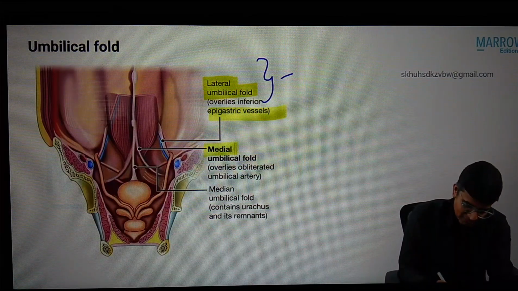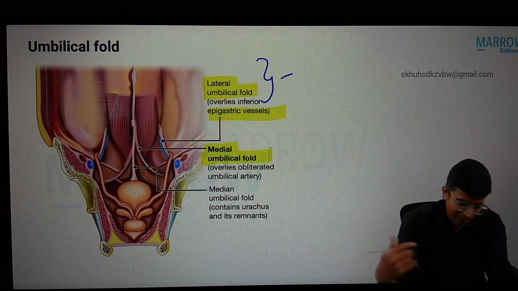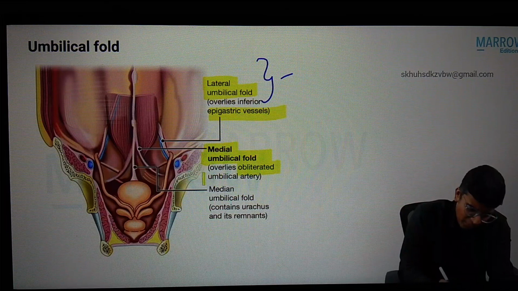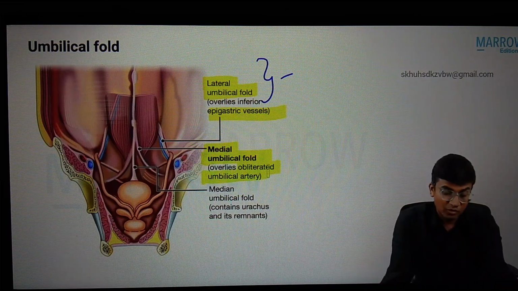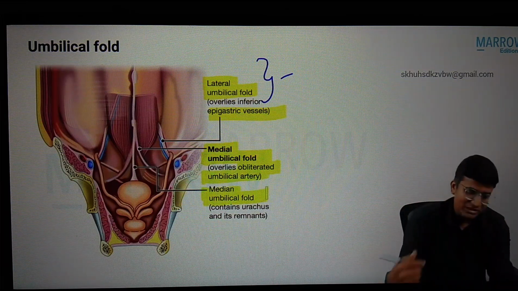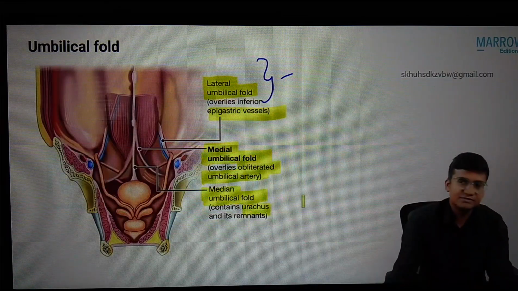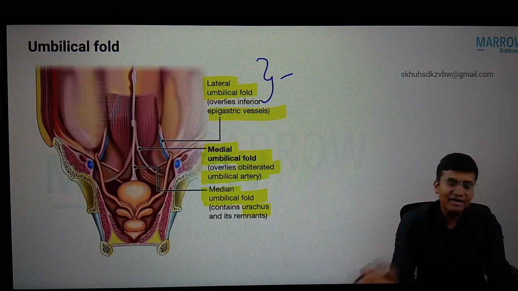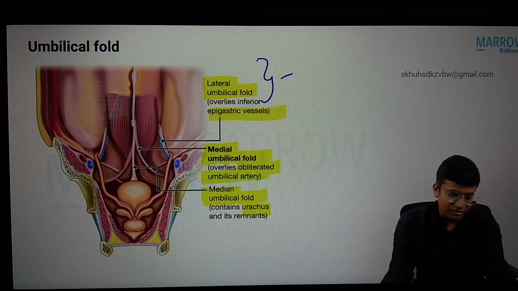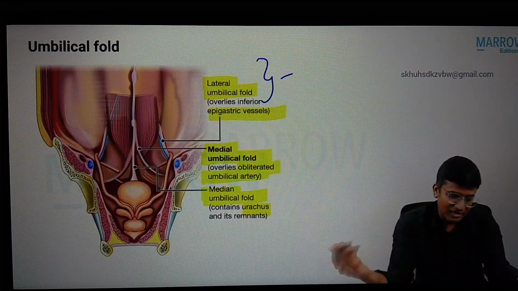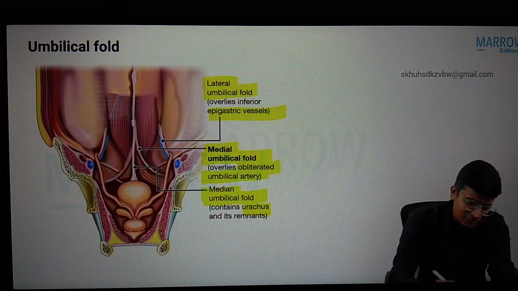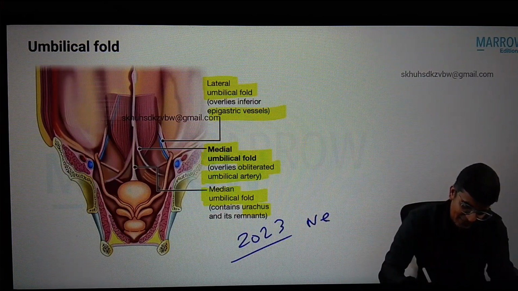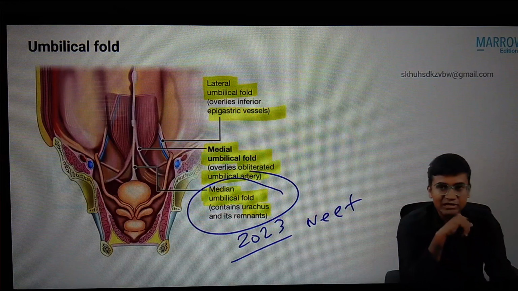Okay, next, medial umbilical fold. The medial umbilical fold contains obliterated umbilical artery. We also have median umbilical fold, which contains urachus and its remnants. So we have three folds: median, medial, and lateral. Median umbilical fold, urachus; medial umbilical fold, obliterated umbilical artery; and lateral umbilical fold, inferior epigastric artery. In the recent exam, 2023 March NEET, they gave this question: medial umbilical fold contains urachus.